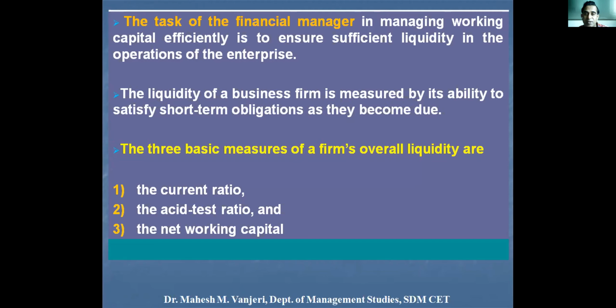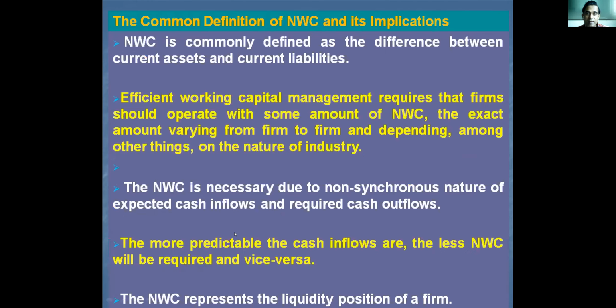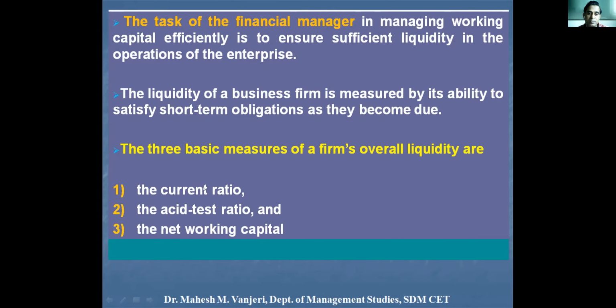If the company has the money or can arrange it easily, we call the liquidity of the business firm very good. The three basic measures of a firm's overall liquidity are the current ratio, acid test ratio, and net working capital. The current ratio is current assets divided by current liabilities. Who will tell me the formula of the acid test ratio? Just for interaction, I'm not digging deep into it. Liquid assets divided by current liabilities.